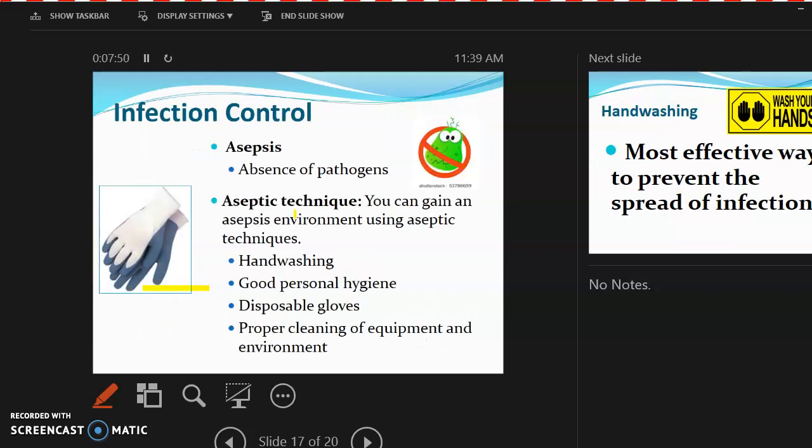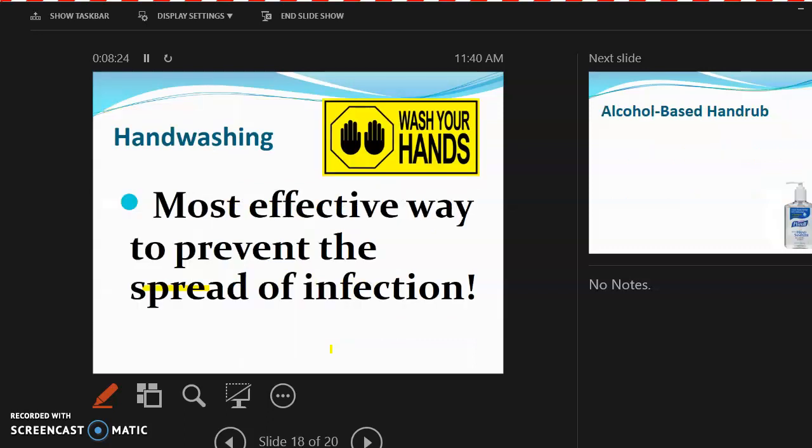So, infection control. What are the ways we do infection control? Asepsis, which means absence of pathogens. Our aseptic technique is hand washing, good personal hygiene, so showering, washing your hands, cleaning your stuff, and disposable gloves. Wearing gloves means you don't dirty your hands, and if you have a cut on your hand, it's protecting it. Proper cleaning of equipment and environment: are we using Lysol wipes, are we sanitizing? Hand washing is the most effective way to prevent the spread of infection.